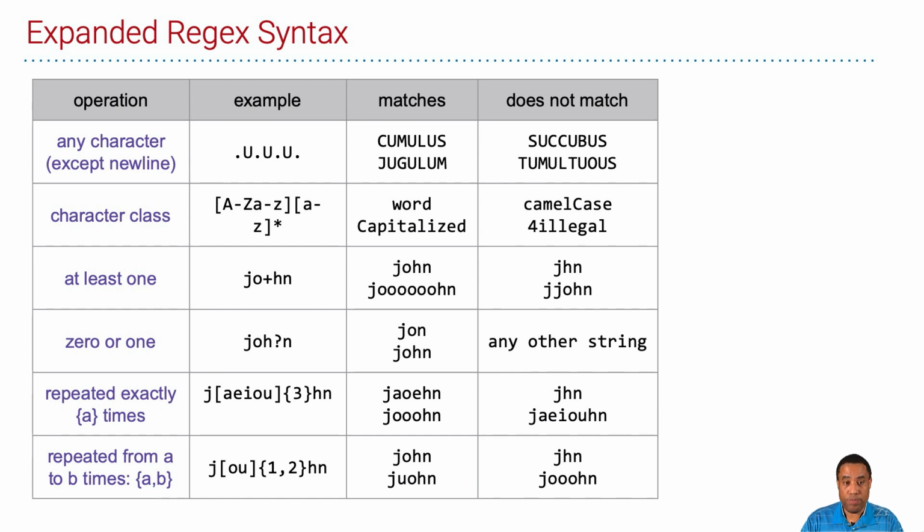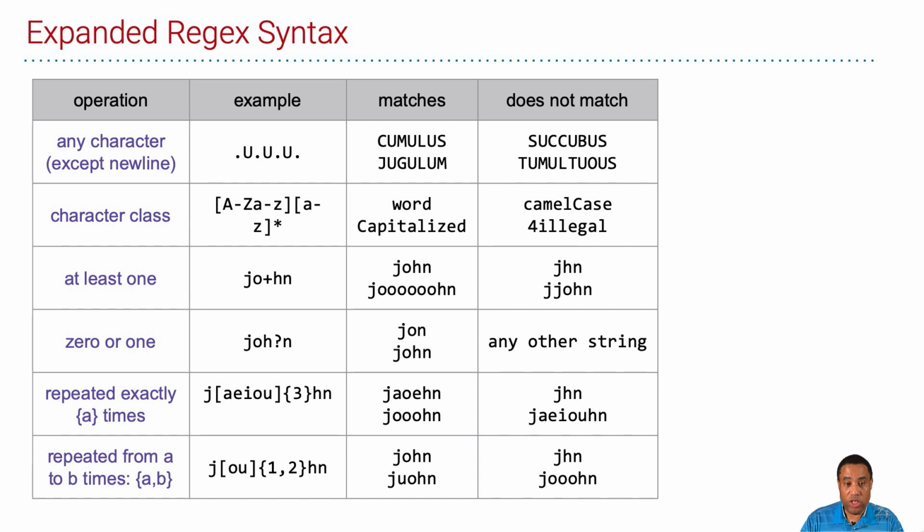Okay, so the third example, or third operation in this case, is at least one, and that's the plus operator. So here we have J-O plus H-N. So that means there has to be at least one O, but there could be more than one. So it'll match John, it'll match J, lots of O's, H-N, but it won't match J-H-N, and it won't match J-J-O-H-N because there are two J's and the pattern does not include two J's.